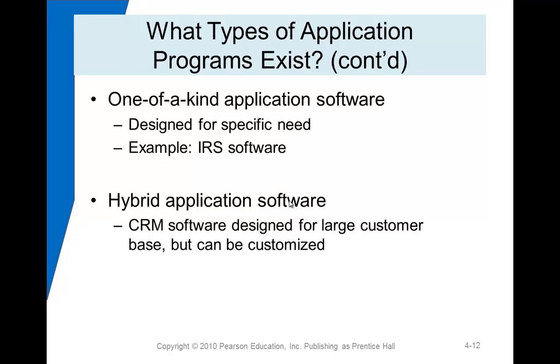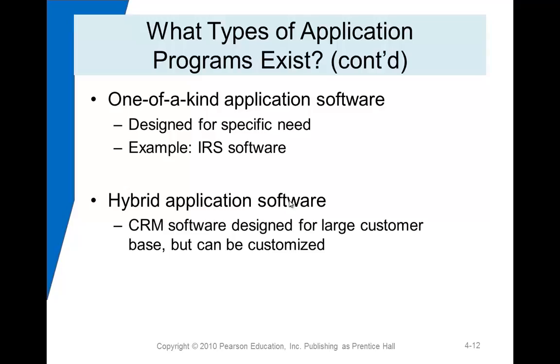And the third kind is one-of-a-kind application software. And this is designed for a specific need. The IRS might be an example. Military software is often an example. The U.S. Army wants a piece of software to talk about troop deployment and logistics of moving tanks around. Well, many people don't need software around moving tanks in and out of third world countries. Well, this is what the military is going to do, and they will build and order specific software that does this. And sometimes you get a hybrid software, something that's designed for a large customer, but can be customized.